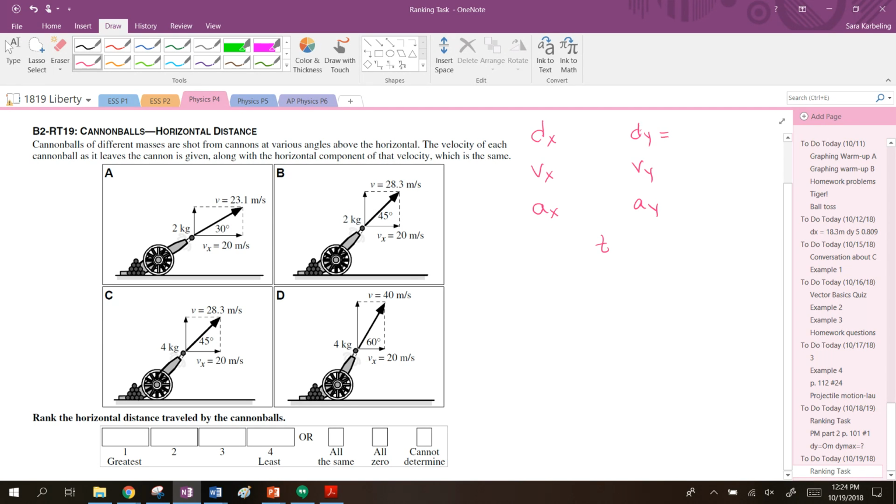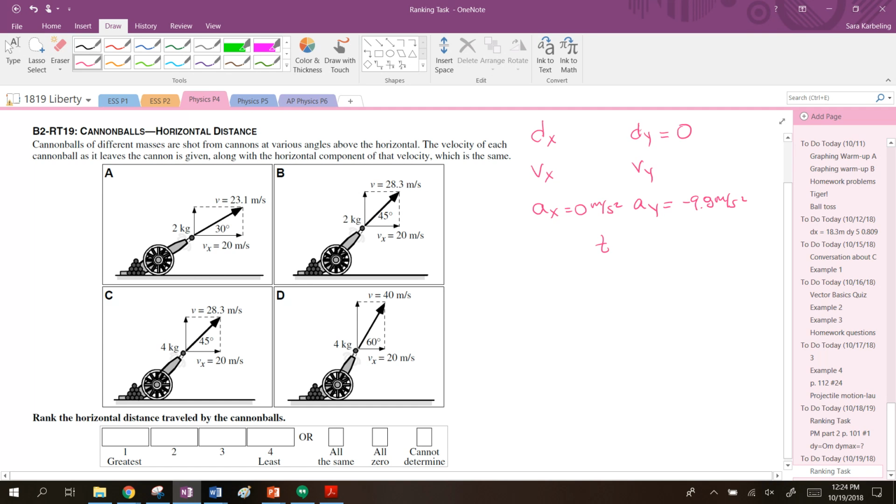Mira pointed out that they're launched from a little bit above the ground, right? Let's assume that the displacement is going to be 0 in the y direction. It's going to be a little bit off, but for our purposes, it's okay. So let's call dy 0. Let's call ay negative 9.8. Let's call ax 0.